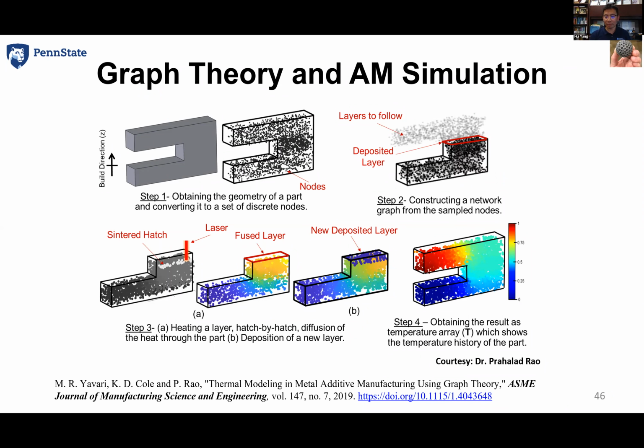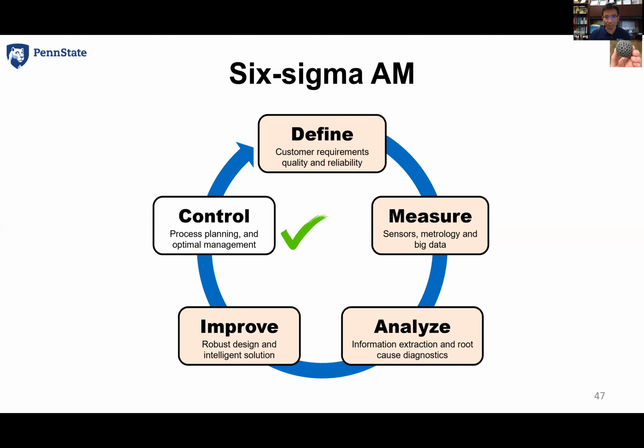Yeah, this is a very excellent work from my colleague. And now Dr. Prahalad Rao is also having an NSF project to try to commercialize this new simulation tool. And really amazing work from Dr. Rao. Now, so far we have talked about defining the quality challenge, measuring the data, analyzing the data, and then improving the process.